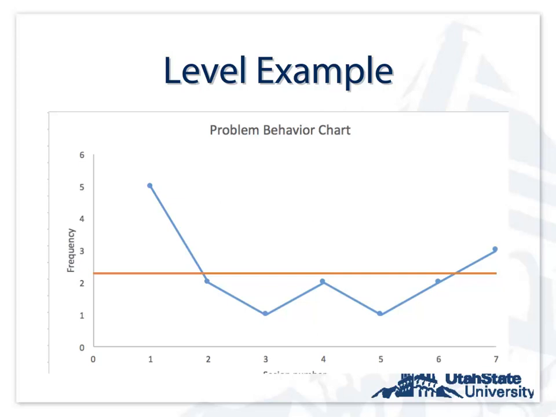This is an example of the level of problem behavior. Even though there is a range of 1 to 5 occurrences of problem behavior, the level of the problem behavior for this data series is just above 2. The level is indicated by the orange line on this slide.